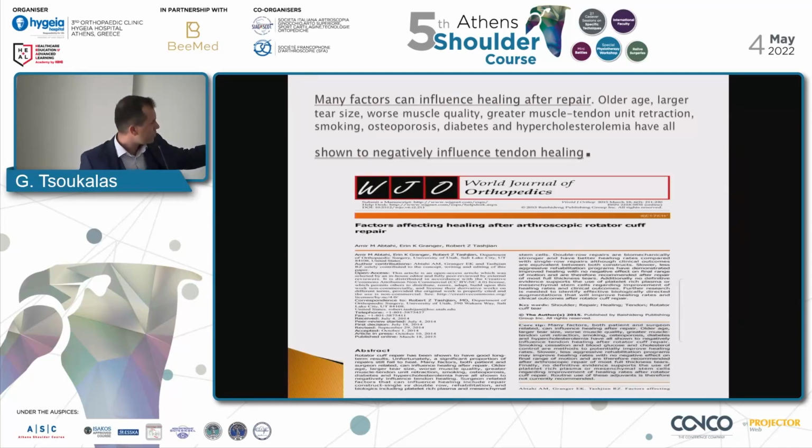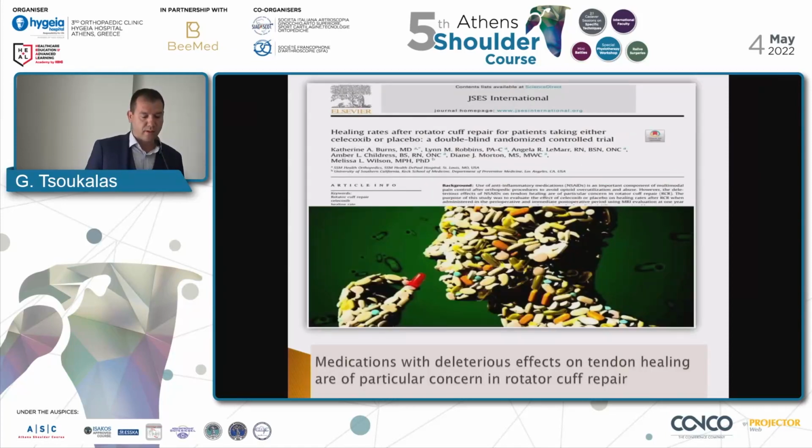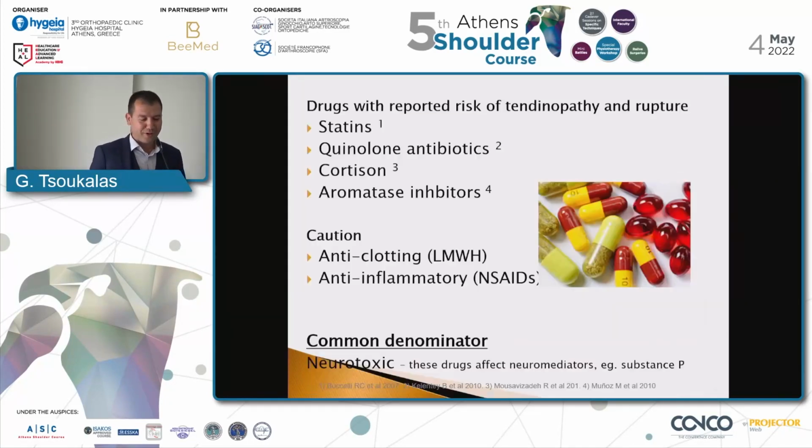We can see here factors affecting healing after arthroscopic rotator cuff repair: the size of the tear, the quality of the muscle, greater muscle tendon retraction, smoking, diabetes, hypercholesterolemia, even some medication. If we see a patient with a bag of medication, then we have to think more, because there are drugs with reported risk of tendinopathy, even rupture, that can have a lot of effects on our rehabilitation. A Greek man, 60 years old, it's very possible he takes statins.